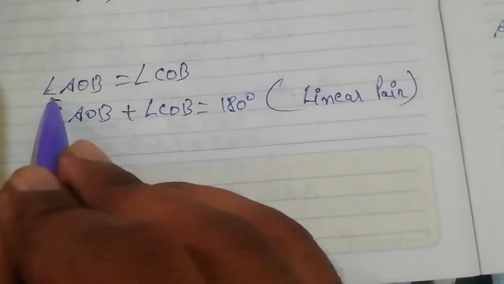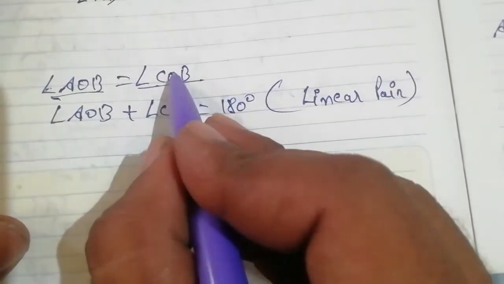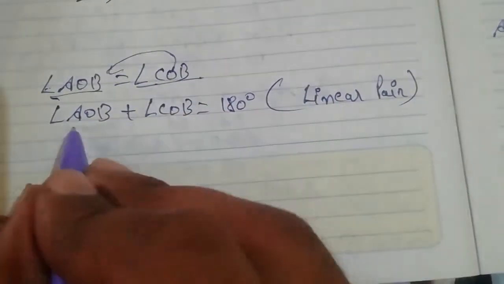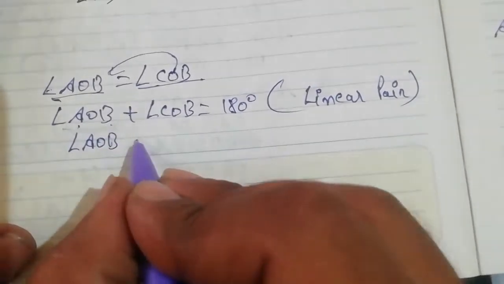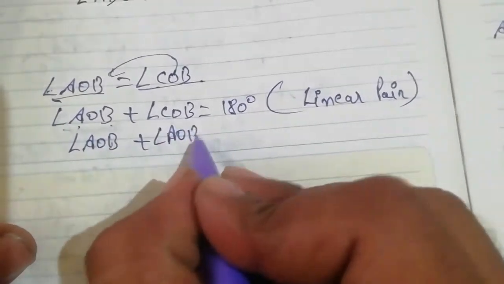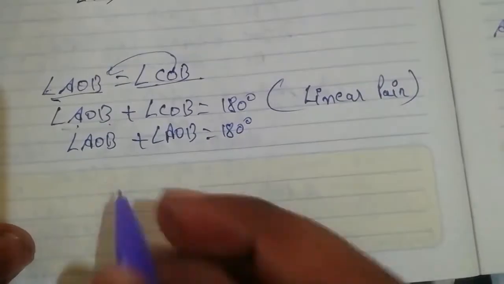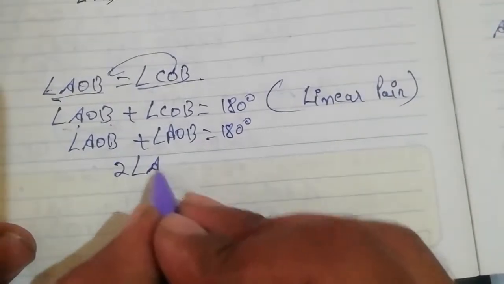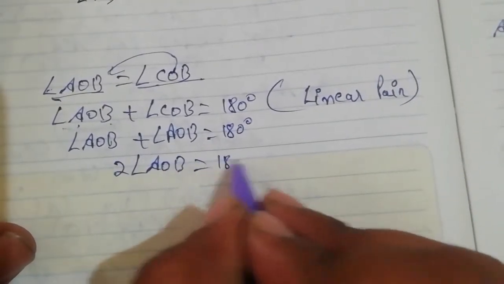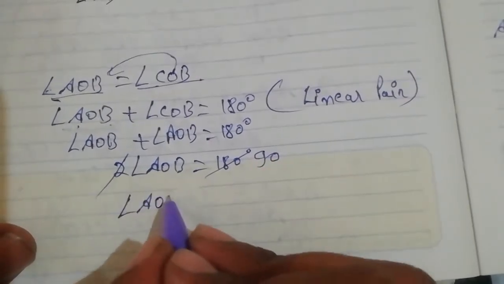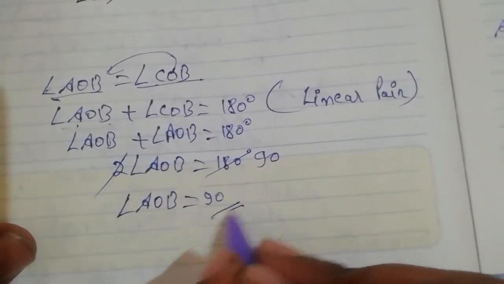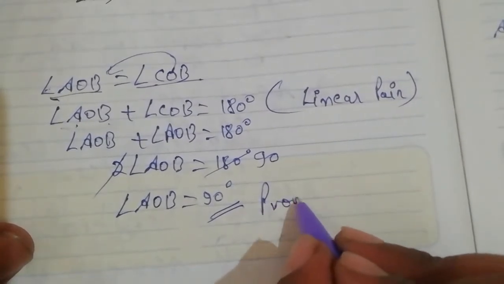Now angle AOB is equal to angle COB, so in place of COB I can write AOB. So from here, angle AOB plus angle AOB is equal to 180 degrees, and from here we get 2 angle AOB is equal to 180 degrees, so angle AOB is equal to 90 degrees. Okay, so it is proved.